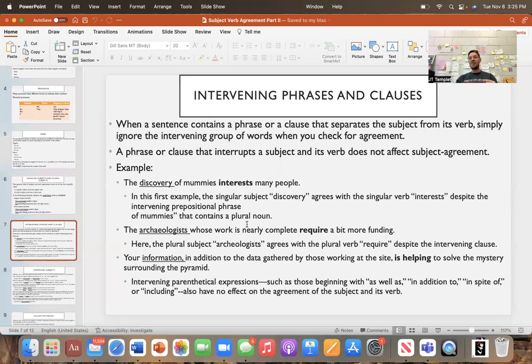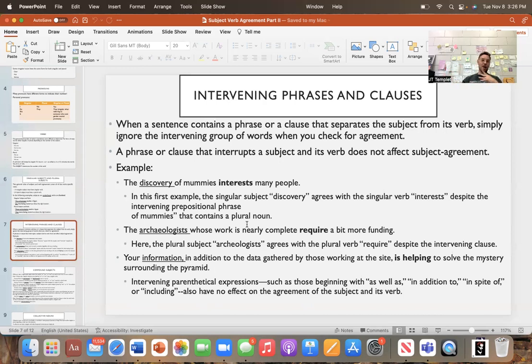When a sentence contains a phrase or a clause that's going to end up separating the subject from its verb, think about when we had looked at those more complicated subjects or predicates. Simply ignore the intervening group of words when you check for agreement. They don't matter. Particularly if it's really obvious, if it has a preposition, that prepositional phrase, cross everything out of it till you hit punctuation or a verb, because they're not part of the subject.